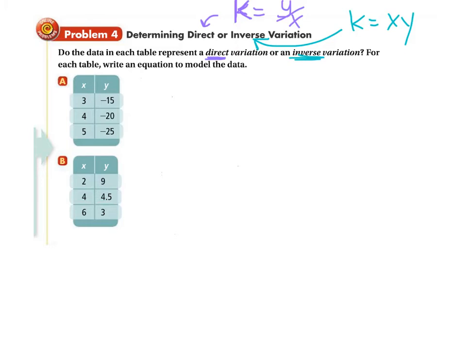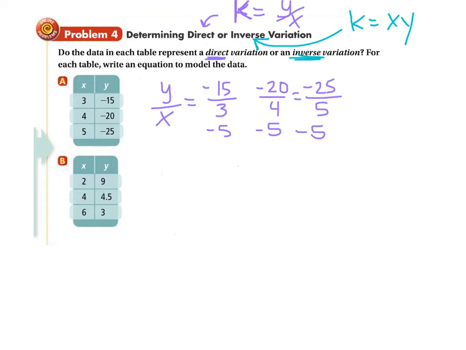Let's try it out. So what we're going to do each time is first we're going to test out the ratio of y to x. Negative 15 divided by 3, that's negative 5. Is that the same as negative 20 divided by 4? Yep, negative 5. As negative 25 divided by 5? Yep, negative 5. They are all equal. This is a direct variation.